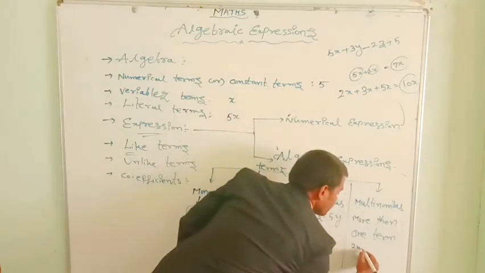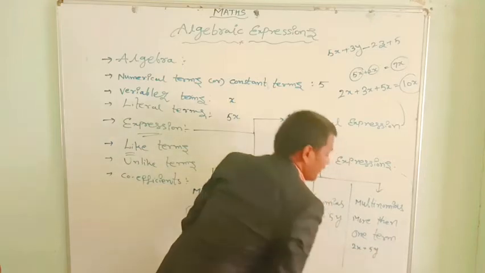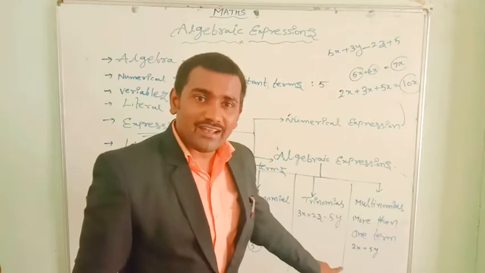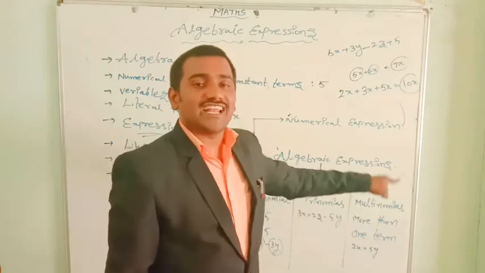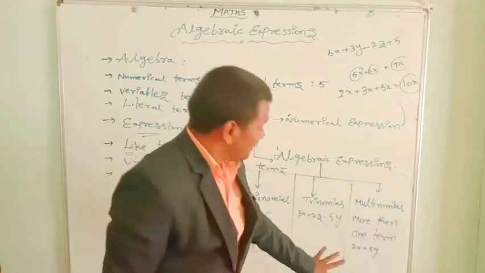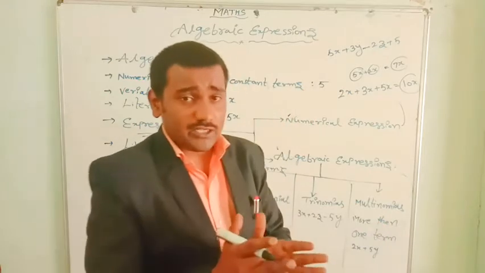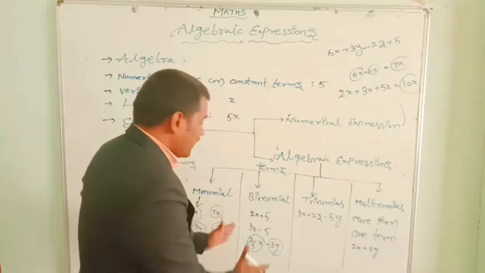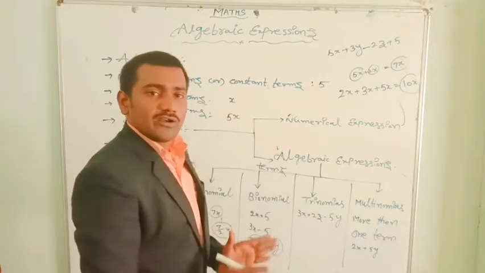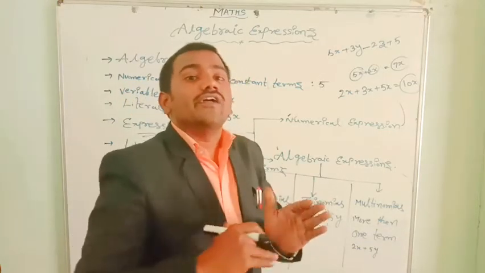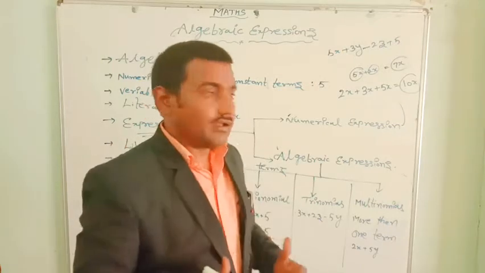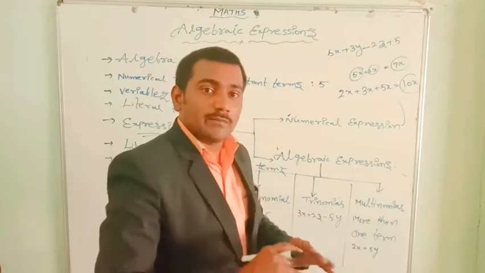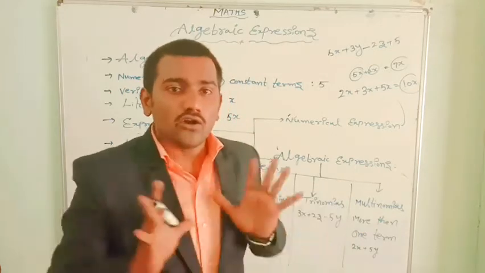For example, 2x plus 5y. It is a binomial. Yes, a binomial is also considered a multinomial. We have a separate name: if an algebraic expression contains two unlike terms, it is known as a binomial. If it contains two terms, it is a binomial, but it is also named a multinomial. Likewise, a trinomial is also a multinomial, but we have a separate name for it.